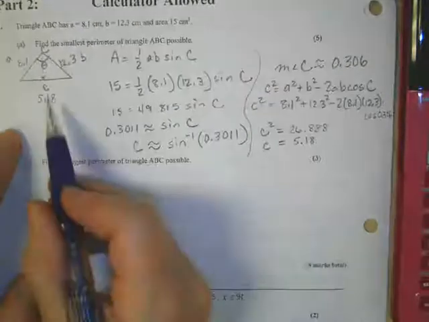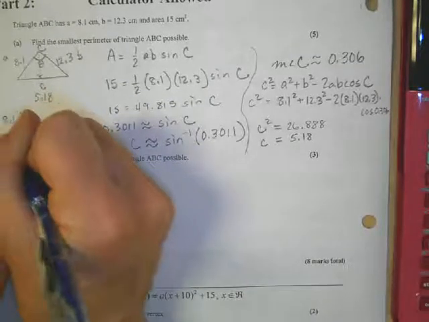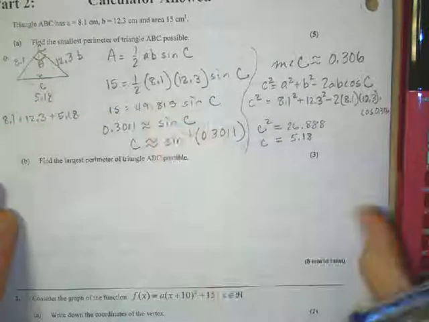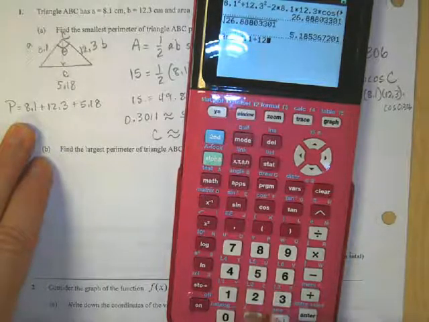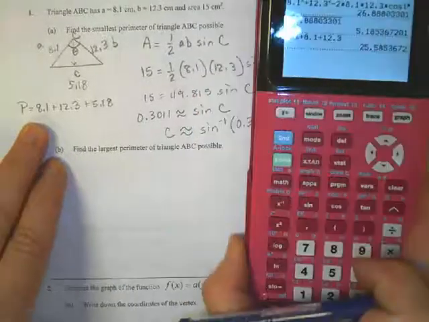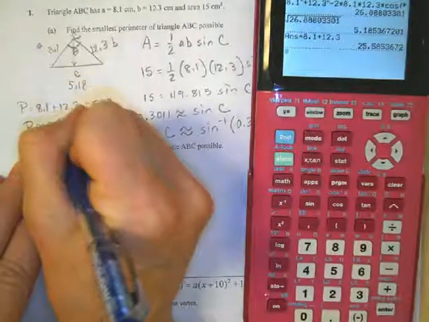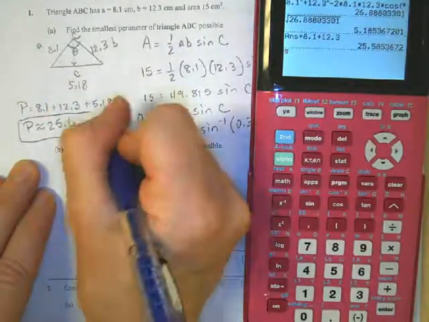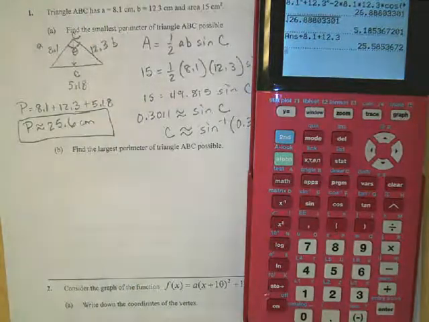All right, so my perimeter, I'm going to add those three together. It's equal to 8.1 plus 12.3 plus 5.18. If I add those together, I get approximately 25.6 centimeters. That is my perimeter. Now, remember, it says smallest perimeter and then largest perimeter. So the smallest perimeter you get automatically. The largest perimeter you've got to think a little bit about.